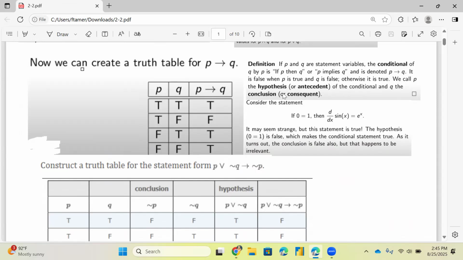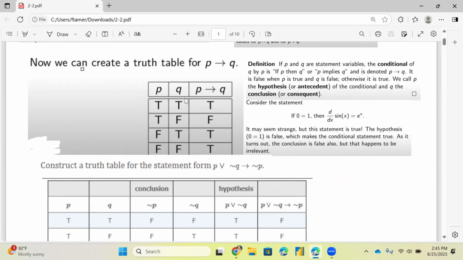So when we look at the definition here, if P and Q are statement variables, then the conditional of Q by P is if P then Q, or P implies Q, and is denoted by P arrow Q. It is only false when P is true and Q is false. Otherwise, all other situations will give you a true statement.